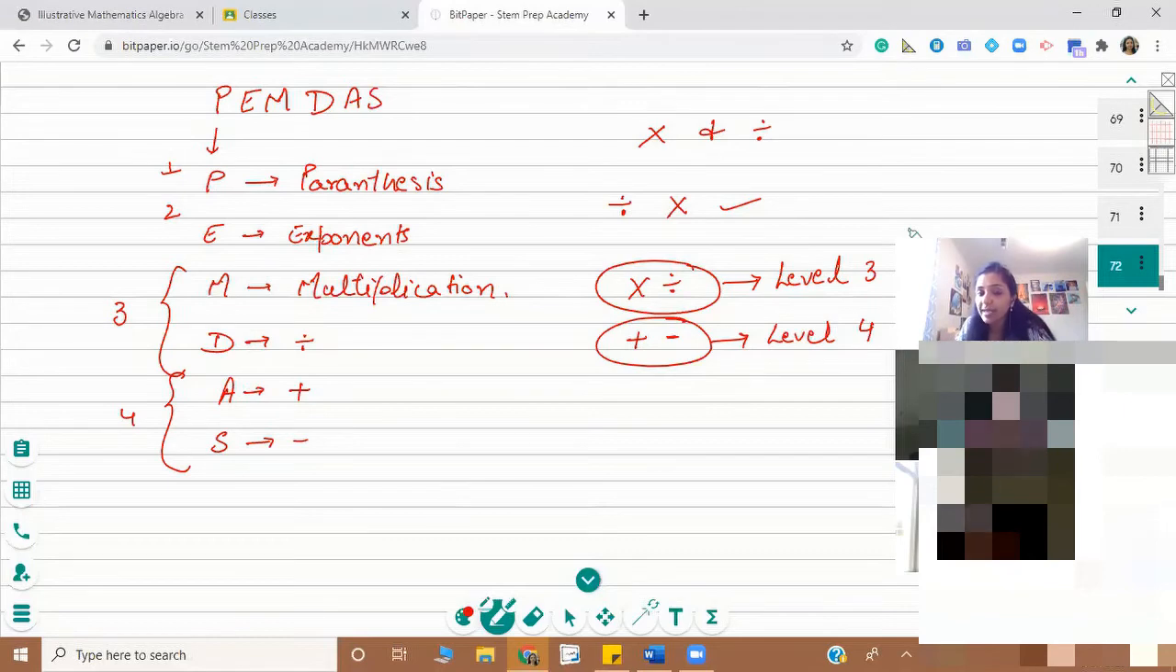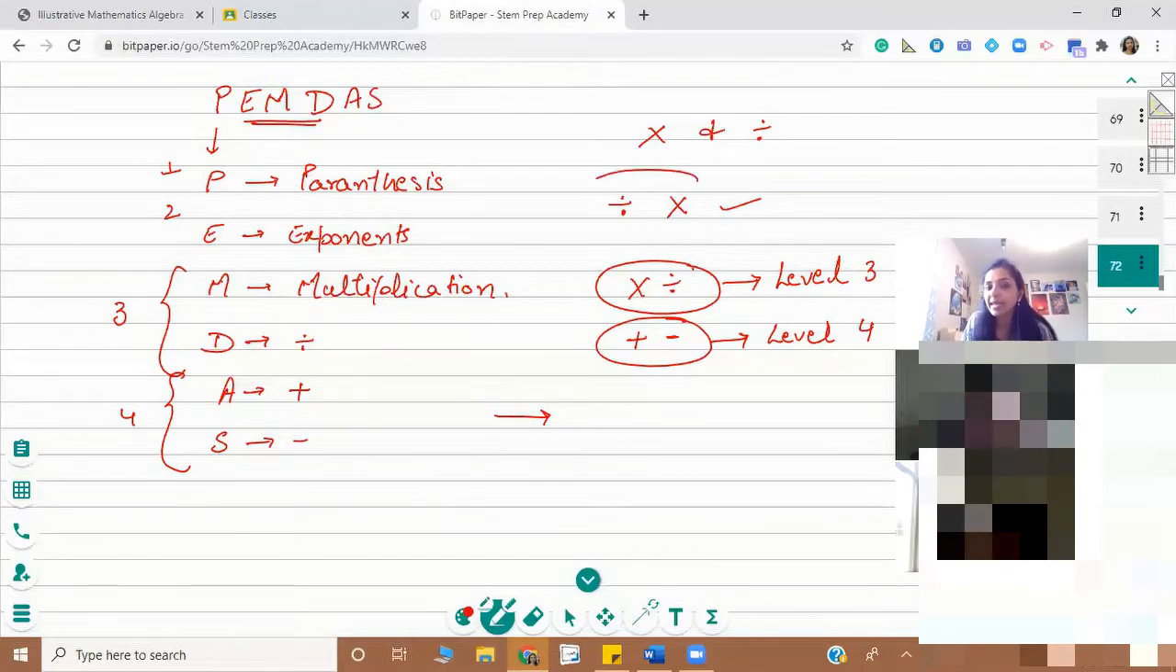The two operations are at the same level. So we do not see what comes first in the word PEMDAS. We always do the one that comes first when we move from left to right. So in our question, we are going to move from left to right. Whatever comes first, we will do that one first.